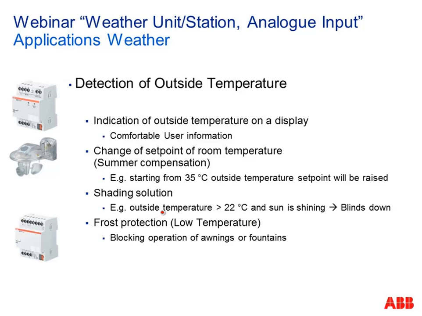Or here another solution for the shading system depending on outside temperature. If the temperature is bigger than 22 degrees and the sun is shining, then you run the blinds down, for example. Or frost protection, if you have any frost sensitive components outside, for example an awning, any textile which is not able to handle frost temperature or low temperature, or any water application like fountains you would like to switch off in case of frost, can be done as well, depending on outside temperature.